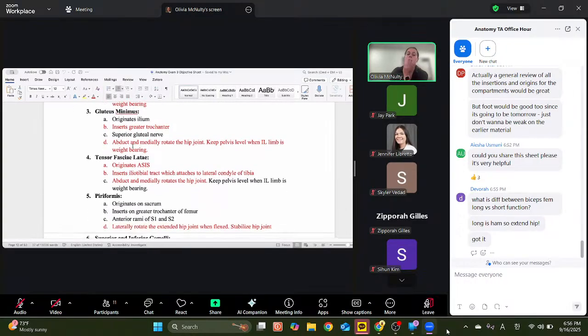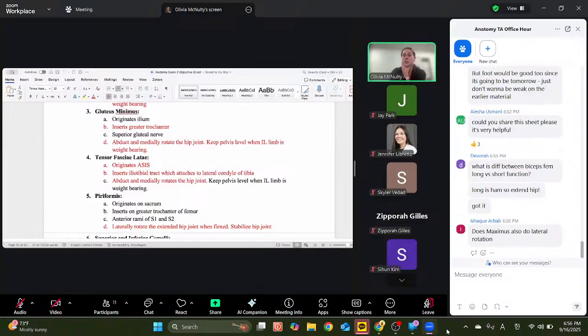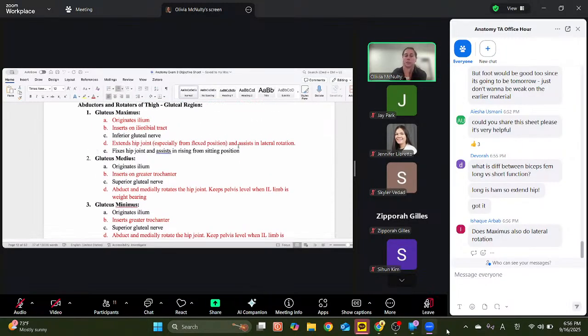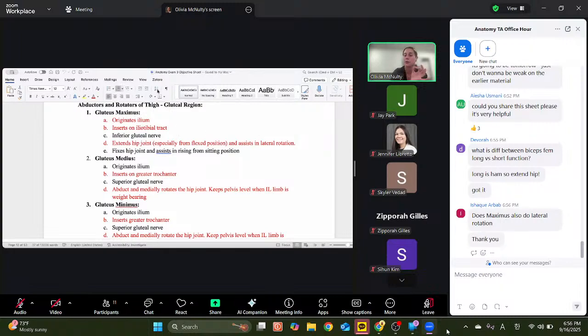Then you have tensor fascia lata, which originates from the ASIS. Well, what else originates from the ASIS? Sartorius. Yes, it does do a little bit of lateral rotation, and then mostly extension of the hip joint. Even though it doesn't go exactly on the greater trochanter, it's still going to the iliotibial tract, and if you recall, that's lateral. So it can assist in lateral rotation, but it's not its main function.